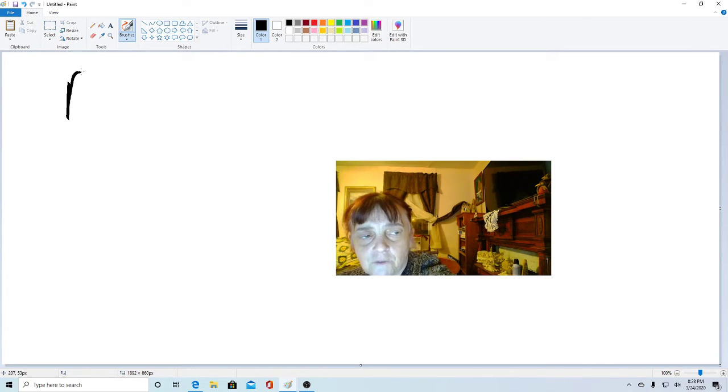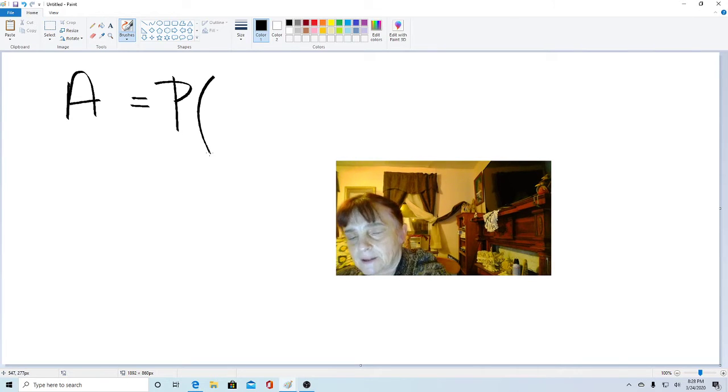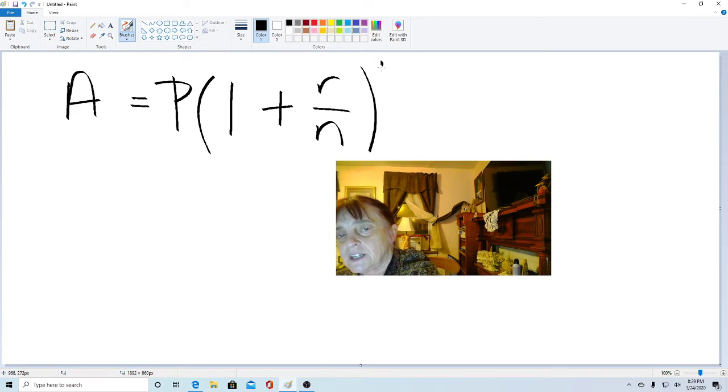Okay, so the formula is A equals P times 1 plus R over N to the NT power. Okay, A is the final amount, P is your principal, R is your interest rate, and N is how many times it's compounded. I use a different brush and it made it a little darker, so I thought maybe that might make it a little easier to see.